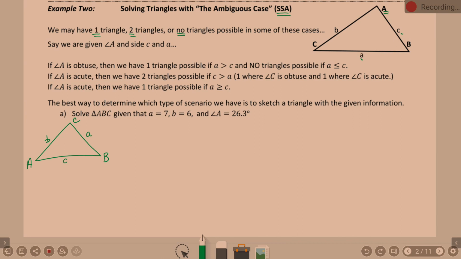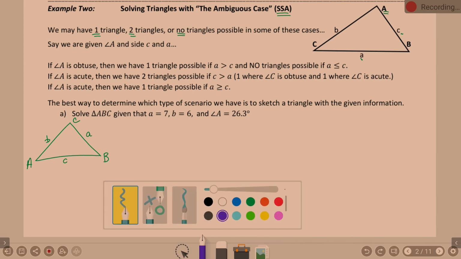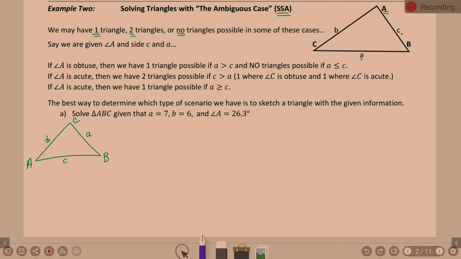If we fill in what we know, so what do we know here? Side A is 7. Side B is 6. And angle A is 26.3 degrees.